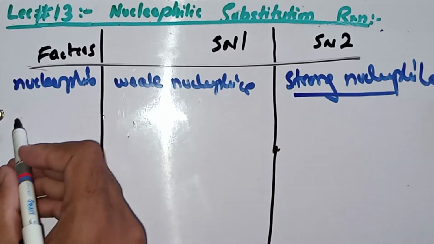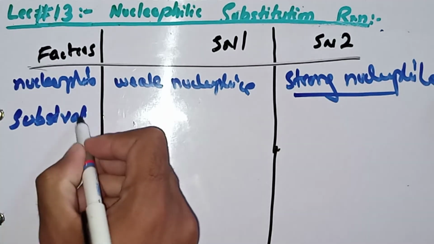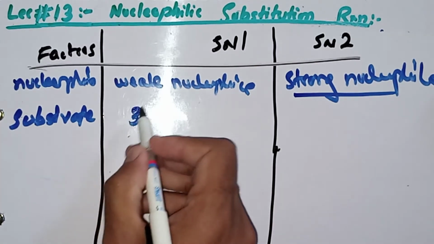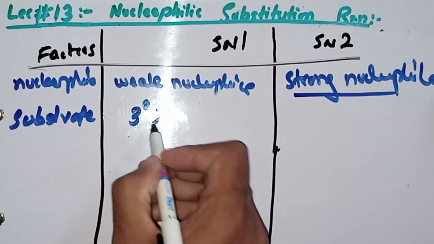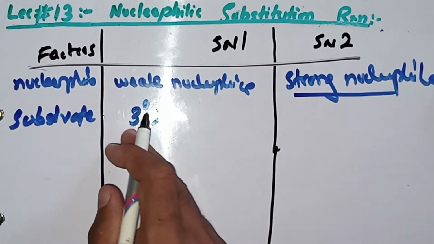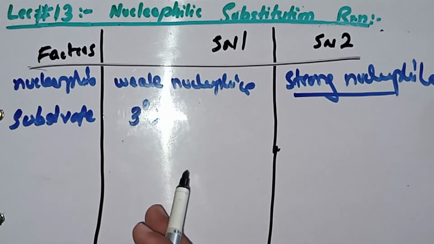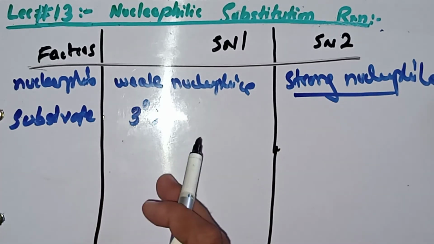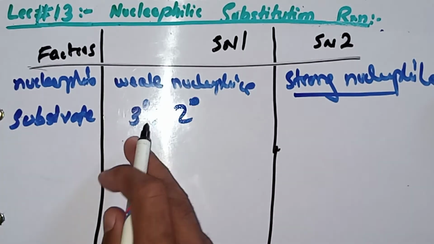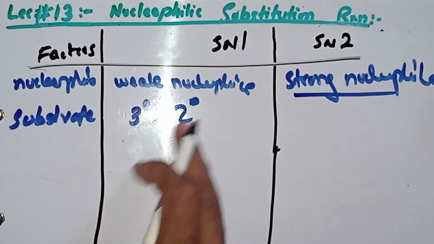Another factor is the substrate factor. In Sn1 reaction, a 3-degree substrate is the best substrate, meaning 3-degree alkyl halide is a good substrate. When you use 3-degree alkyl halide, mostly the reaction will undergo the Sn1 pathway. So 3-degree is the best for Sn1 reaction, while 2-degree may undergo Sn1 pathway.